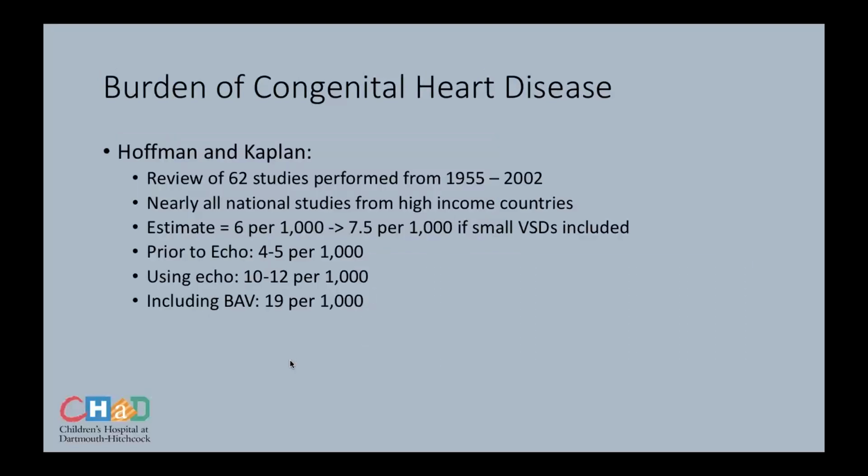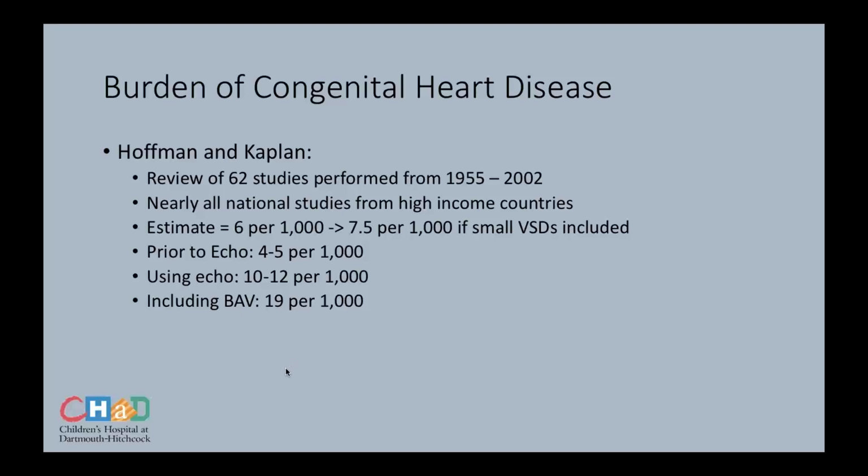The Hoffman-Kaplan paper was a review of 62 studies from the 1950s up into the early 2000s. If you look at the citations themselves, it mostly included data from national studies, and most of them were from high-income countries. The overall estimate for that entire time frame was about 6 per 1,000, or 0.6 per 100. The paper also brought up whether or not you include small ventricular septal defects in that estimate, which would raise the overall prevalence to about 7.5 per 1,000.